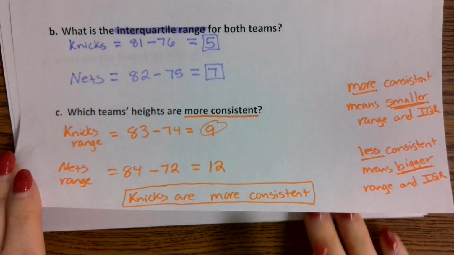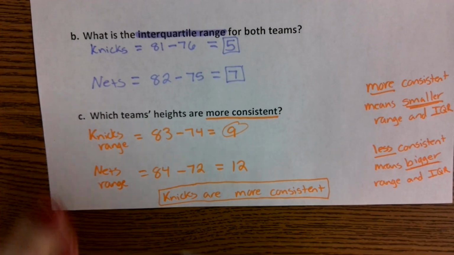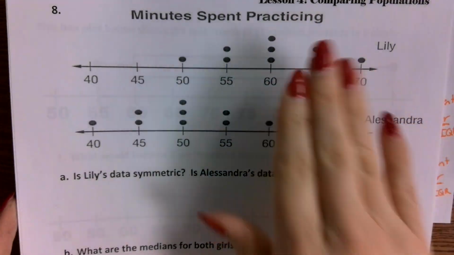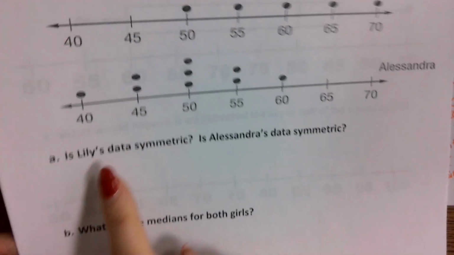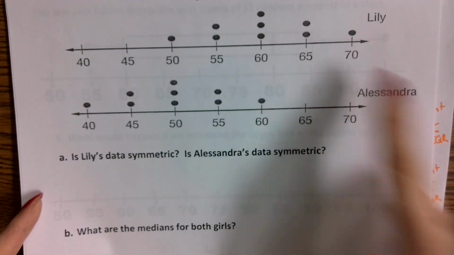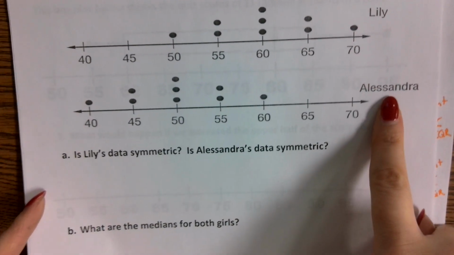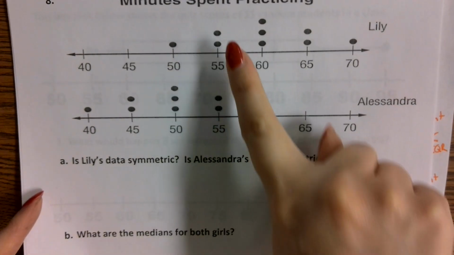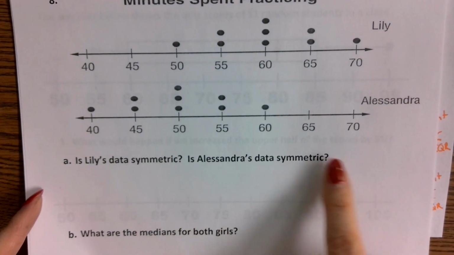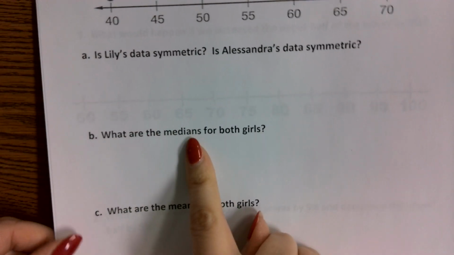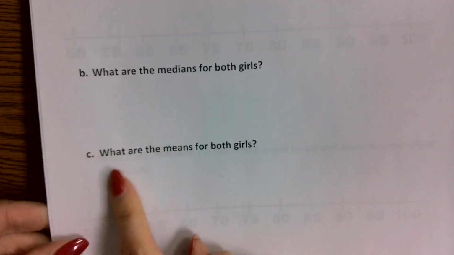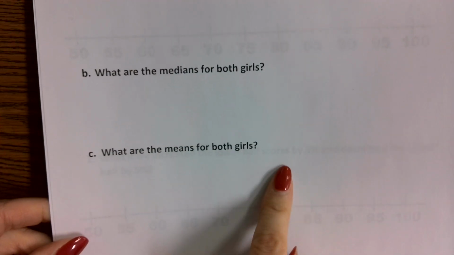Go ahead and turn it over to the back. Problem 8. You're going to answer the questions based off of this dot plot. It's not a box and whisker plot anymore. It's a dot plot. So you're going to tell me, here's Lily's information. Here's Alessandra's information. Is Lily's data symmetrical? Is Alessandra's data symmetrical? So that's a yes or no. Are they symmetrical or not? What are the medians for both of the girls? And what are the means for both of the girls?